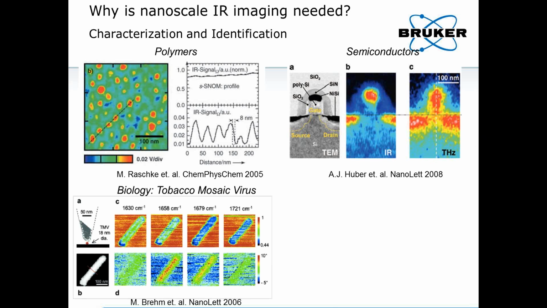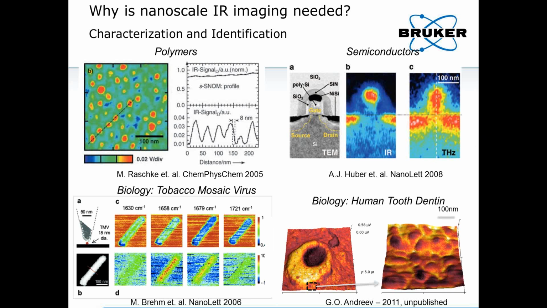As a couple of other examples from a more biological application, I briefly show the very nice result from Marcus Brem in 2006, where a single tobacco mosaic virus was imaged, and where there was clear spectrally dependent contrast demonstrated. And also this unpublished result from my work in grad school, where it's possible to actually resolve the individual nanocrystals which make up the human tooth.